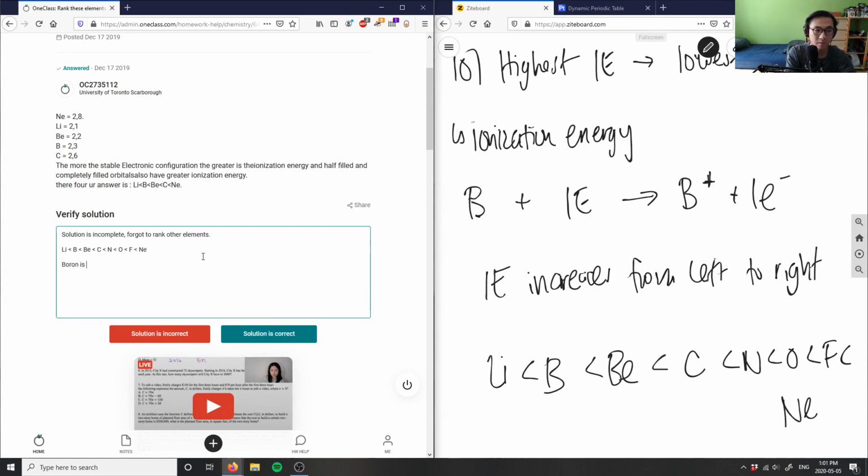And boron is higher in ionization energy because boron hybridizes to create a half-filled orbital. Therefore, it's more stable, and it will take more energy to take away an electron from boron. So that's the only exception to this rule here. So the solution, I'm saying, is incorrect because they didn't complete the solution here.